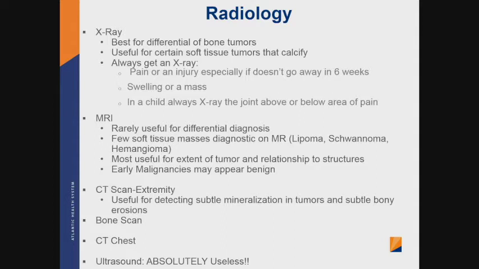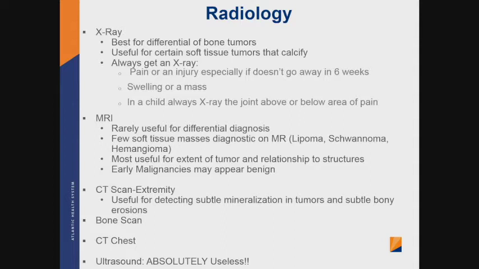In terms of working up patients that you see with a mass or suspected tumor, whether it's in bone or soft tissue, you should always consider the X-ray first. It's the best test for differential diagnosis of a bone tumor, and it's useful for certain soft tissue tumors that calcify. MRI is actually rarely useful for diagnosis. There's very few things that are diagnostic on an MRI. A few soft tissue masses are diagnostic, usually lipoma, schwannoma, and hemangioma. You can diagnose those, but very few other masses are actually diagnostic.